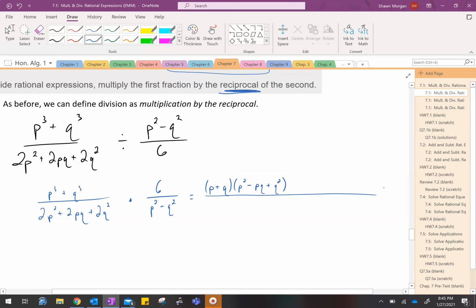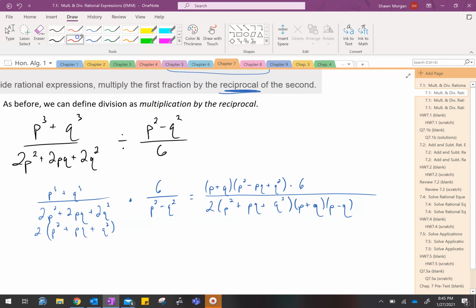And you'll notice now we're multiplying. So really all I'm going to do is just multiply the top with the top, and then the bottom with the bottom. I'm going to factor that 2 out right down there, and be left with P squared plus PQ plus Q squared. And then down here in the bottom, I'll have the difference of squares, which you should be familiar with. So P squared plus PQ plus Q squared, and then P plus Q and P minus Q.